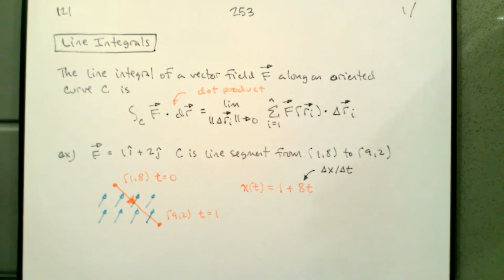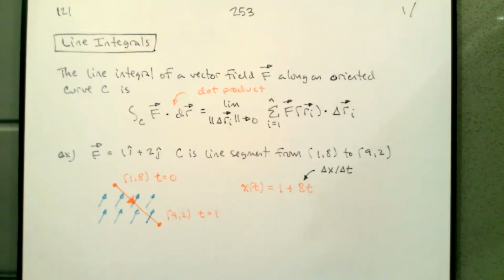We're writing x as a function of t, not a function of y. X goes from 1 to 9, so that's an increase of 8 as t goes from 0 to 1. It's really important to understand our rates of change when we're building a line. That slope is not just slope. Slope is delta x over delta t, because x is a function of t.